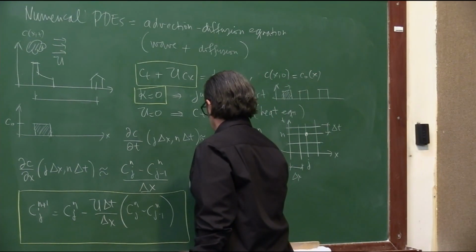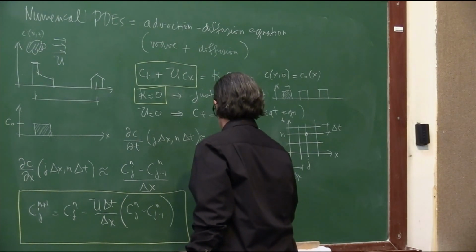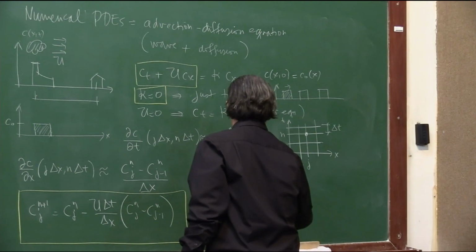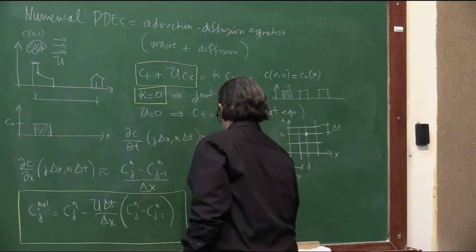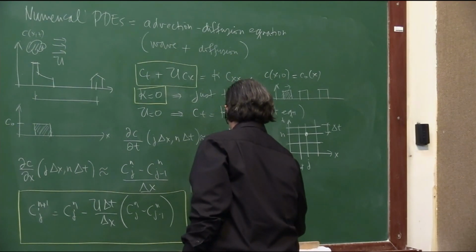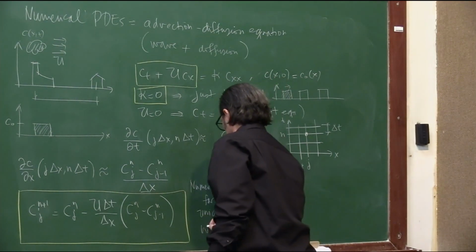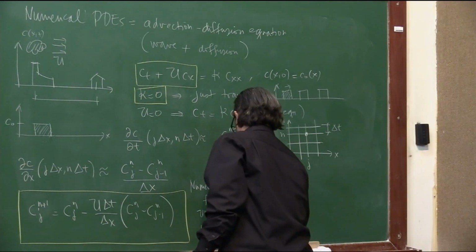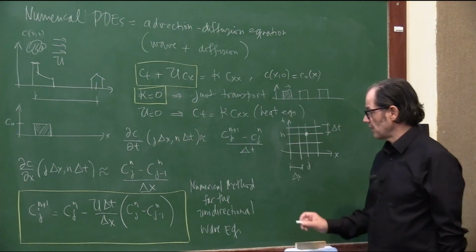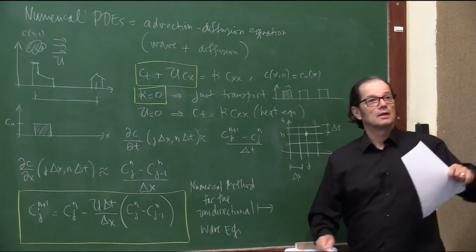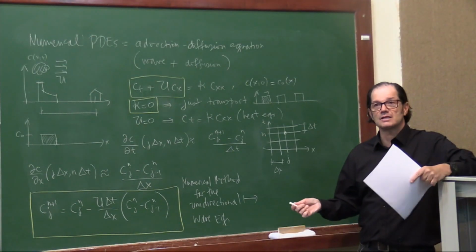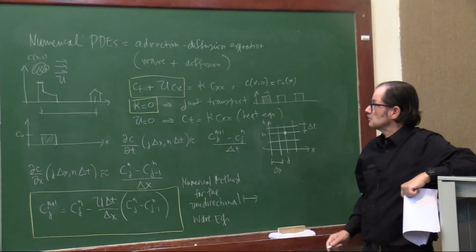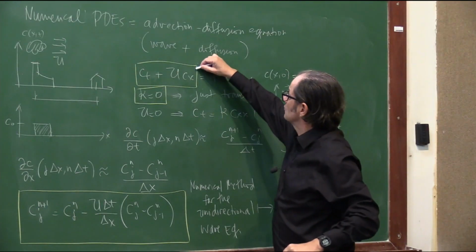So here is a numerical method for the unidirectional wave equation. Unidirectional because it propagates only this way. Later we'll see that the second order wave equation, which is the classical one, has waves in both directions, right? This is the unidirectional wave equation if you put this equal to 0.